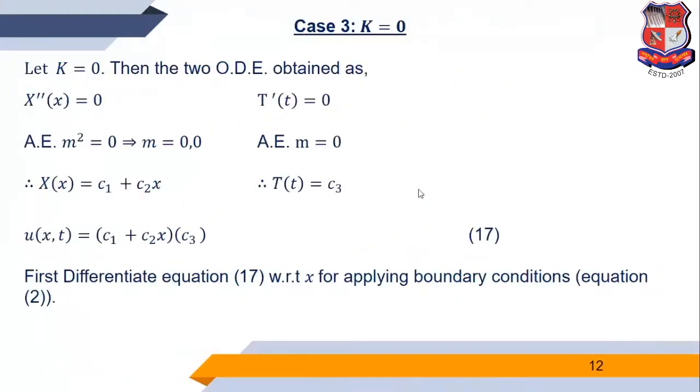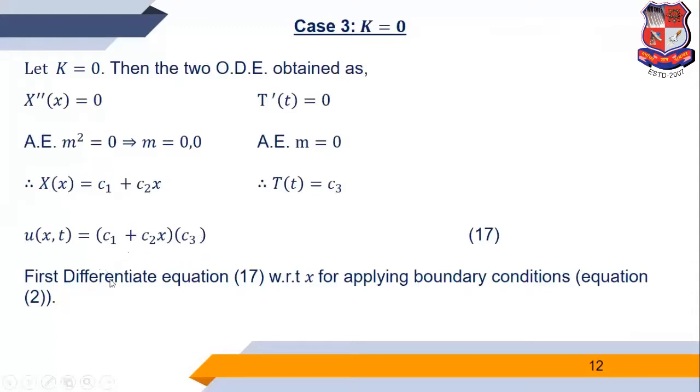Now we consider case 3, k equal to 0. So let k equal to 0, then the two ODEs obtained are x double dash is 0, t dash is 0. So m is 0 2 times, m is 0 1 time. So m is 0 2 times, so the solution is c1 plus c2x, and m is 0, so the solution T of t is constant. So the general solution of the form when k equal to 0, we write u(x,t) is equal to c1 plus c2x into c3.